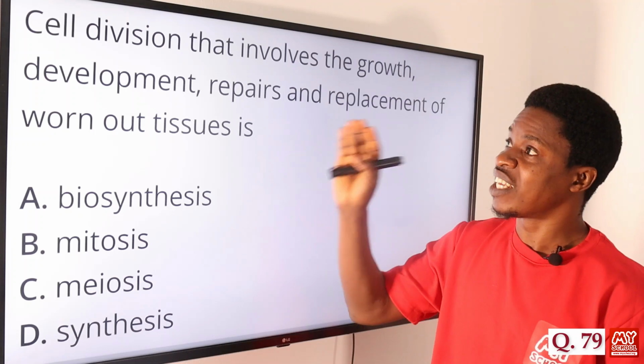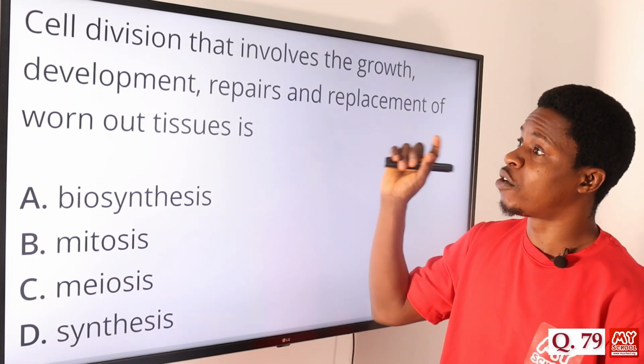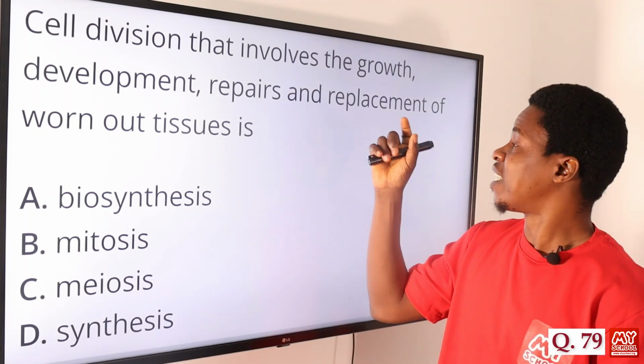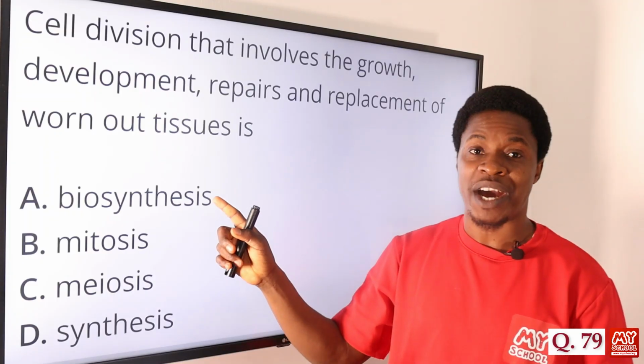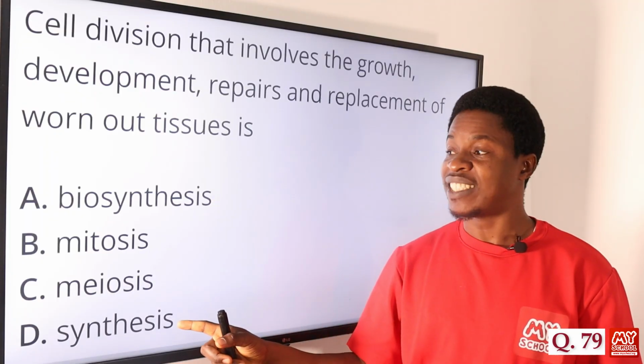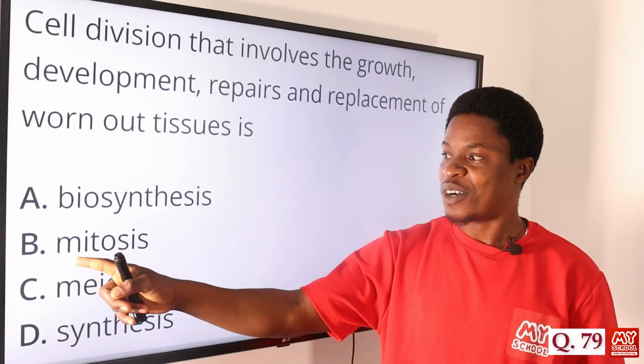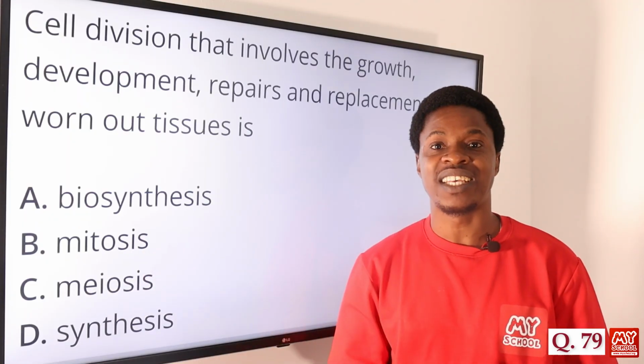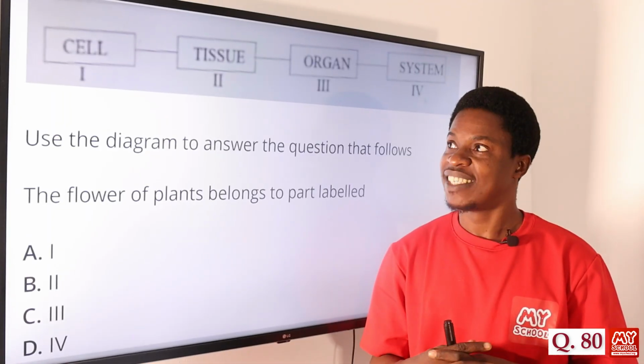So the question says now, cell division that involves the growth, development, repairs, and replacement of worn-out tissue is not biosynthesis, it is not synthesis, it's not meiosis, but mitosis. So the correct answer is option B. Now let's move on to question number 80.